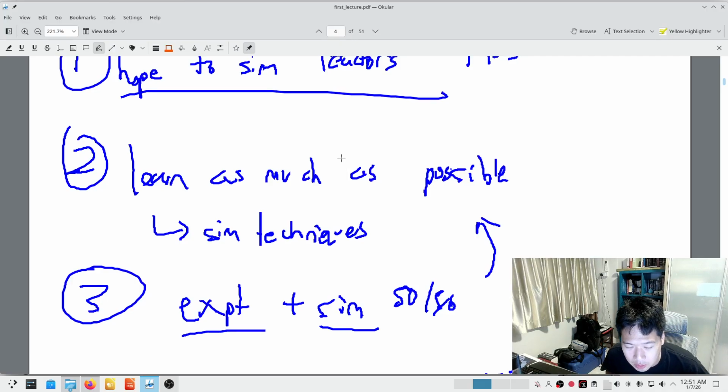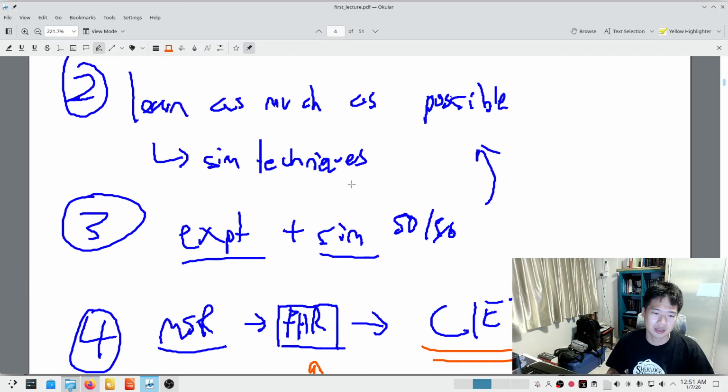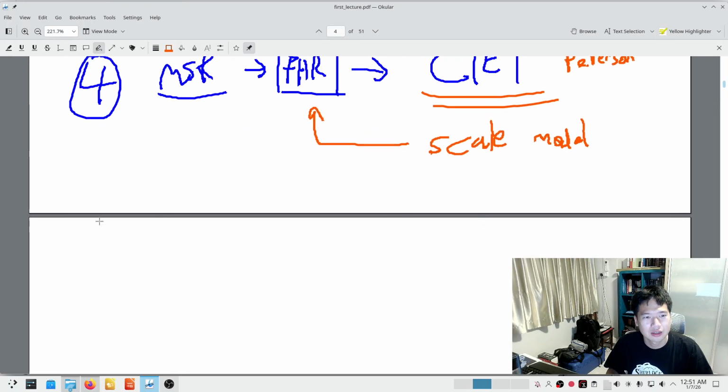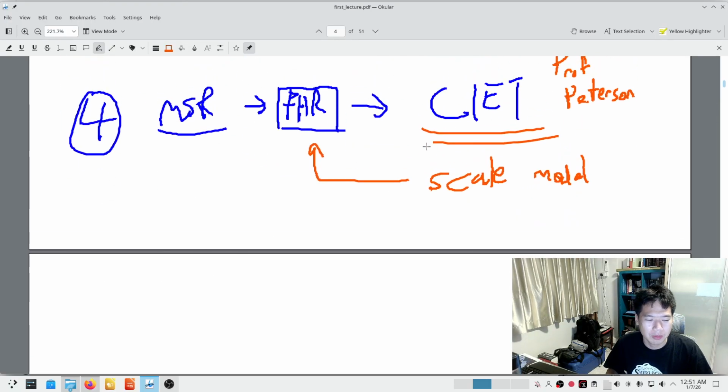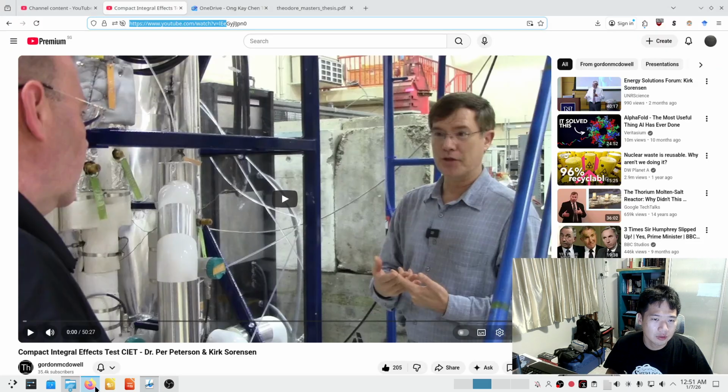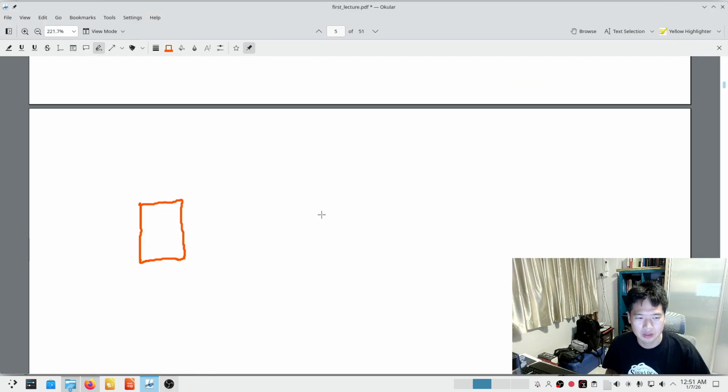I talked about wanting to learn as much as possible, wanting to simulate reactors, but I also wanted to work with Professor Peterson on the compact integral effects test. Now, where does this interest come from? Last time we talked about Kirk Sorensen's presentation on the molten salt reactor, or specifically the liquid fluoride thorium reactor. This is what really inspired me: a so-called reactor that could prevent Fukushima from ever happening again.